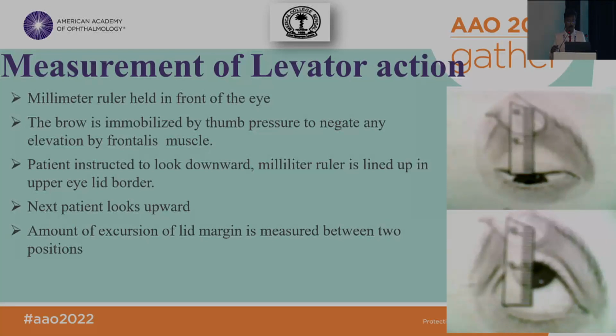The patient is instructed to look downwards. Here the patient looks downwards, and the millimeter ruler is fixed at 0. Now, in the next picture, the patient looks upwards, and the excursion of the lid is measured. So that is the estimation of the LPS muscle function.